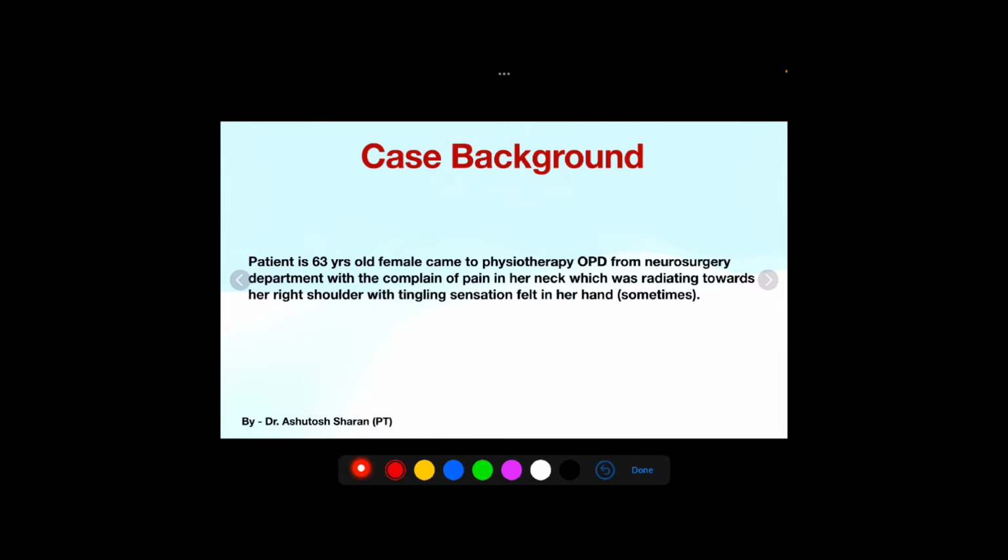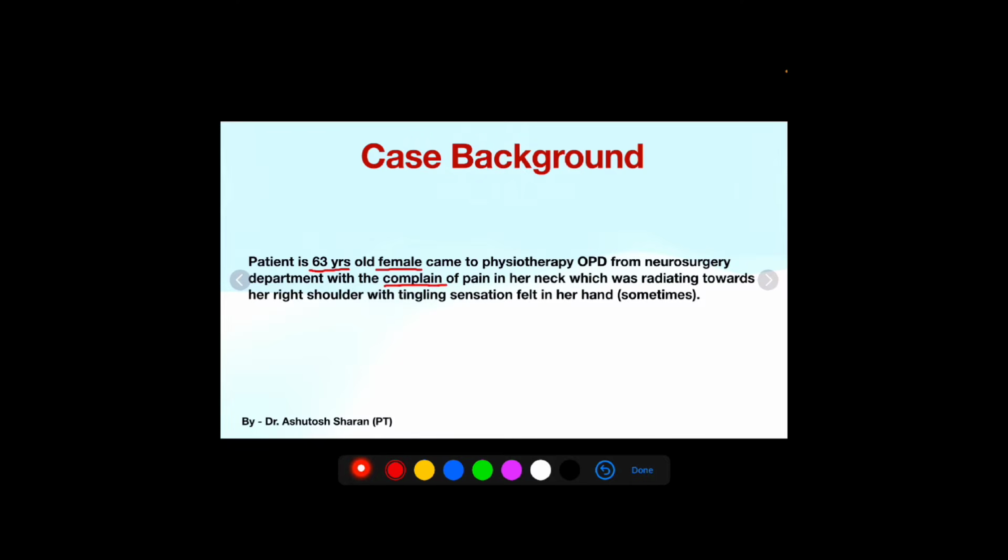Okay, so let me give you a brief intro about the case background. Let's say the patient name is XYZ and her age is 63 years. A 63-year-old female patient came to a physiotherapy OPD from the neurosurgery department with the complaint of pain in her neck, which was radiating towards her right shoulder with tingling sensation felt in her hand sometimes. Now, in the case background itself, there are a few things that you need to note down. First thing is patient age is 63 years. Patient's gender is female.